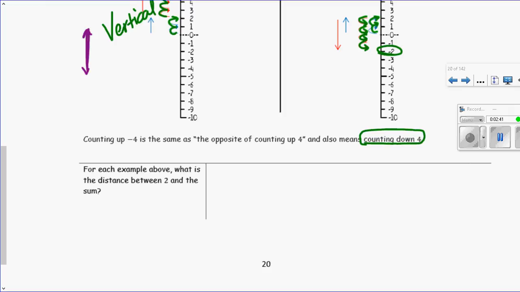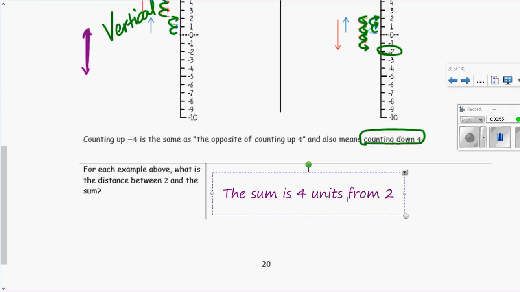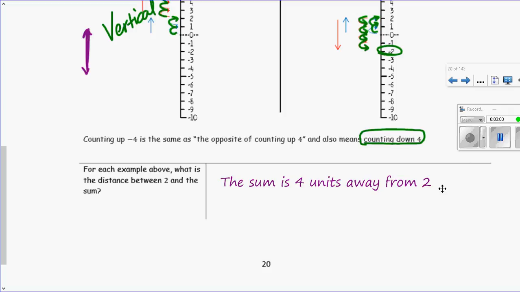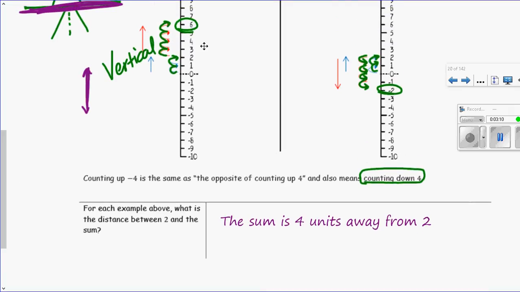Next question. For each example above, what is the distance between 2 and the sum? For this one, we're going to say that the sum is 4 units away from 2. Now, it just depends on, did I go to the right or did I go left? Did I go up or did I go down? Both of these answers, positive 6 and negative 2, are 4 units away from 2. This one is 4 units up from 2, and this answer is 4 units down from 2.